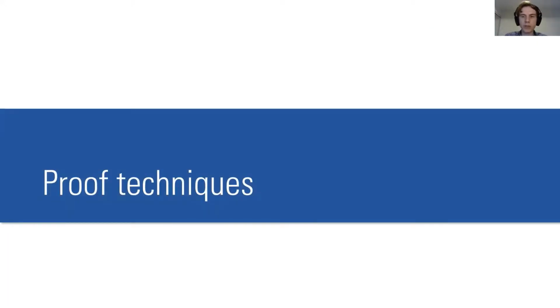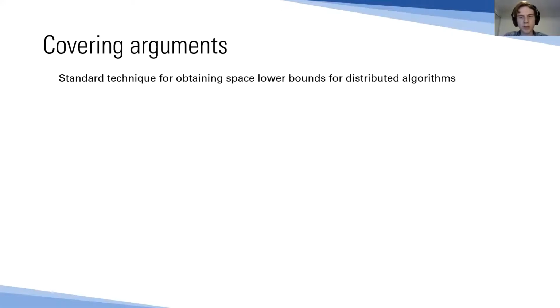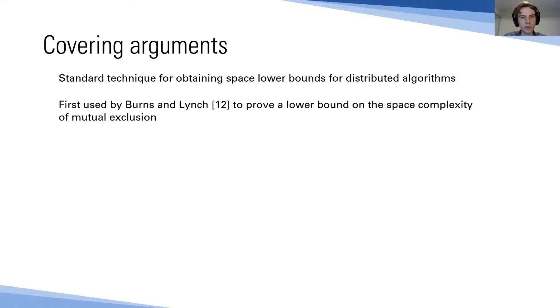Now I will briefly go over some of the techniques that we use to achieve the lower bound. I'll begin by briefly talking about covering arguments and why we couldn't use this approach for our lower bound. So covering arguments are probably the most common technique for obtaining space lower bounds that you'll see in the distributed computing literature. They were first used by Burns and Lynch to prove a lower bound on the space complexity of mutual exclusion, and since then they've been used to prove all sorts of things.